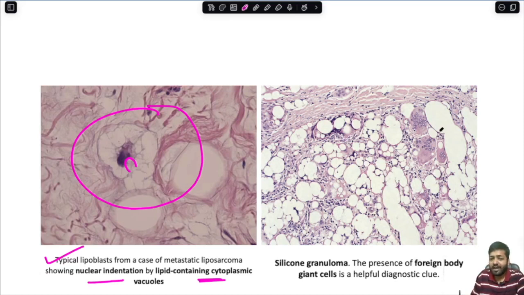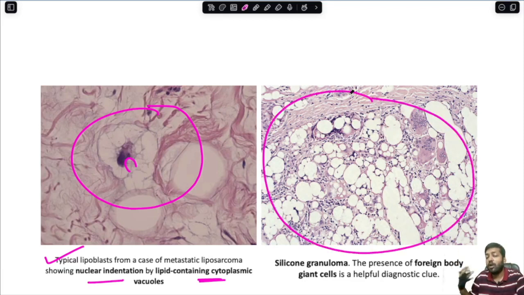So how do you recognize the presence and how do you differentiate? See, the number of lipoblasts that you can appreciate over here is far more compared to what you see in a well differentiated liposarcoma. Secondly, you can see the presence of foreign body type giant cells in the case of silicone granuloma. So this is one of the very important differential diagnoses of multivacuolated lipoblasts.